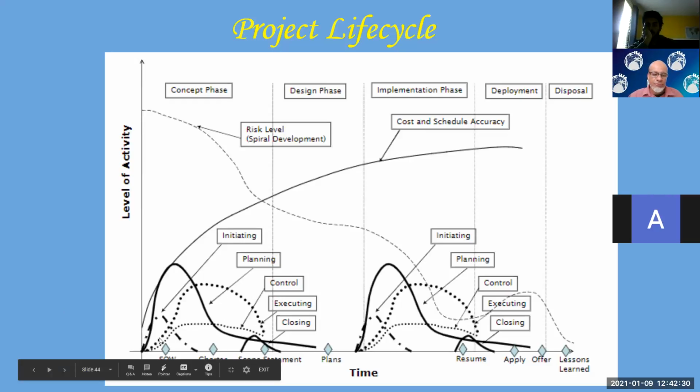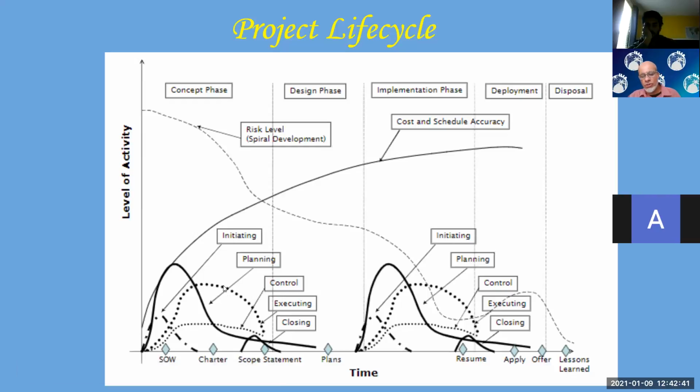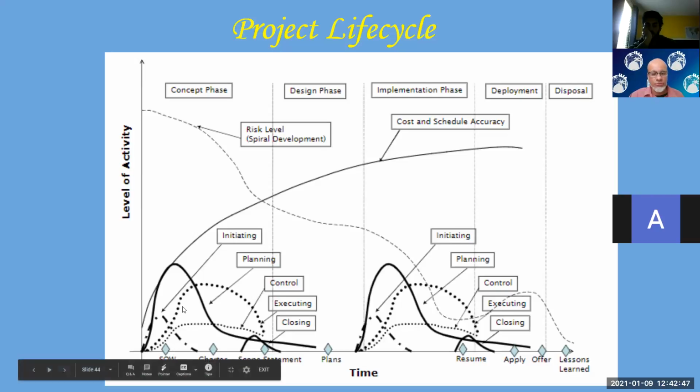Here you see there's a lot of planning. This is the level of activity. A lot of planning happens on projects. If you're not spending the bulk of time on planning, you're not doing a good job. A lot of people jump right into executing work. They start to do a lot of work.